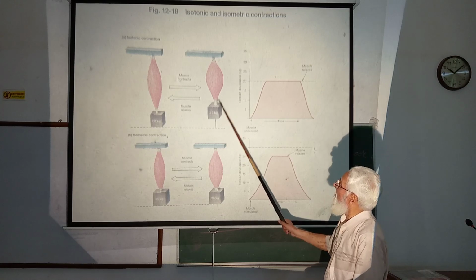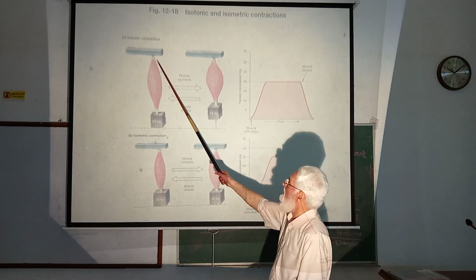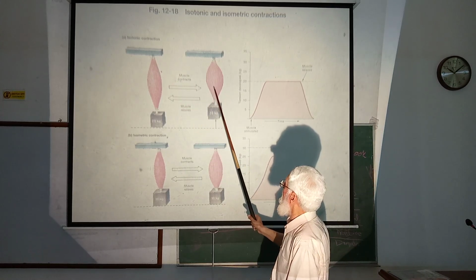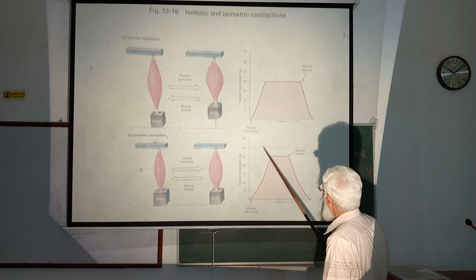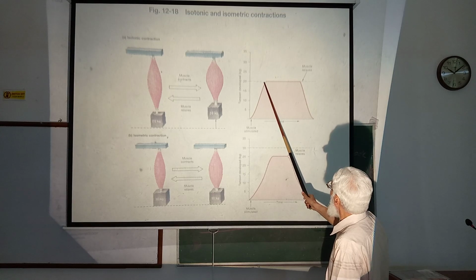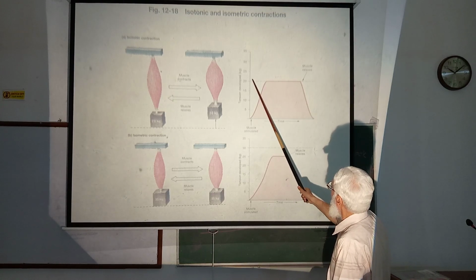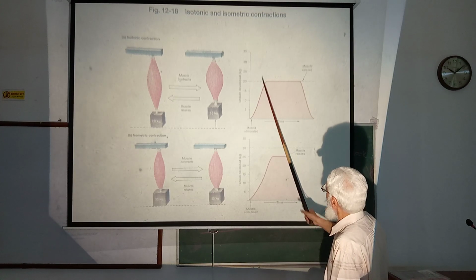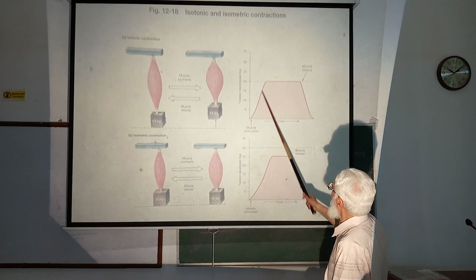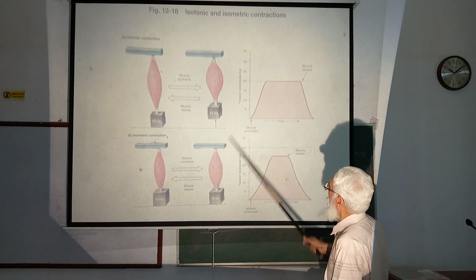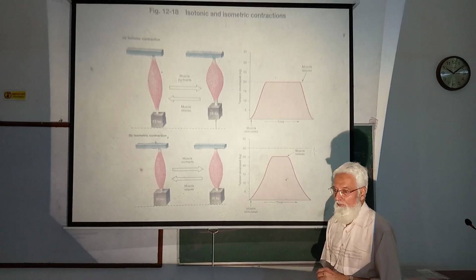Now muscle tension remains the same. It is isotonic muscle contraction. You see? As compared to this muscle tension, it remains the same. Say 20 kg, and this is more than that. So muscle tension remains the same in isotonic muscle contraction.